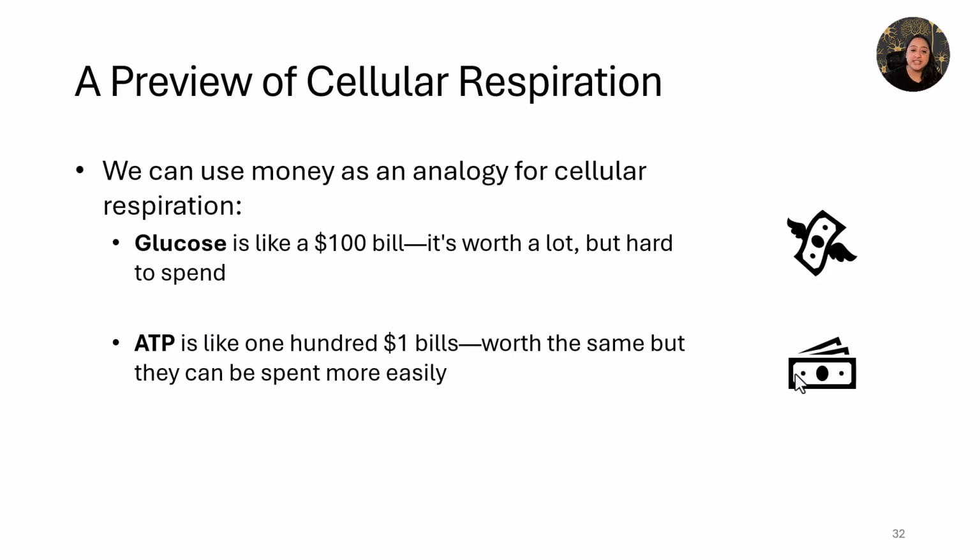But ATP is like having 100 $1 bills. And then it's super easy to spend that, right? If you have to spend, you already have it broken down into easy denominations. It's technically worth the same, this stack of $100 versus that $100 bill, but it's easier to access and use. That's the analogy for the energy that comes from glucose. We want to break it up and store it in these smaller molecules of ATP that are a lot easier to use.